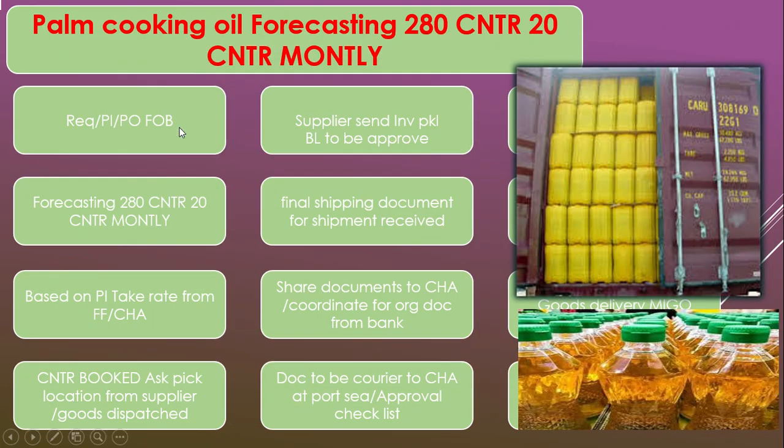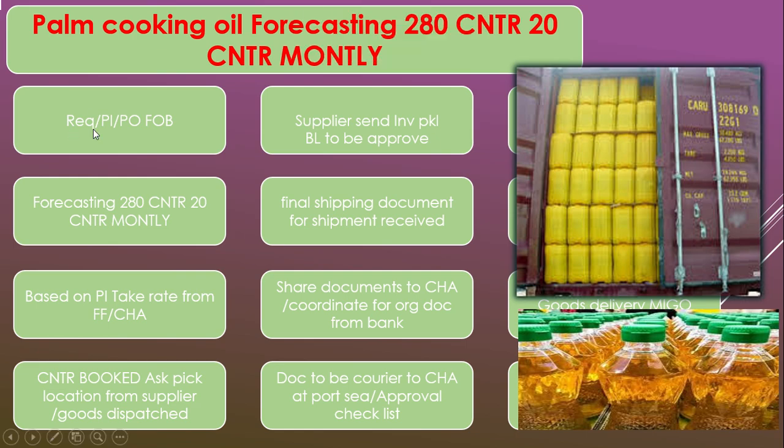First, we are going to import 280 containers. This is the forecast for more than 1 year, because we cannot handle more than 20 containers at first. So we first import 20 containers monthly, and as per our handling of the process, we can increase the monthly containers to 30, 40. But we are starting with 20 containers. So what is the procedure? Let's start.